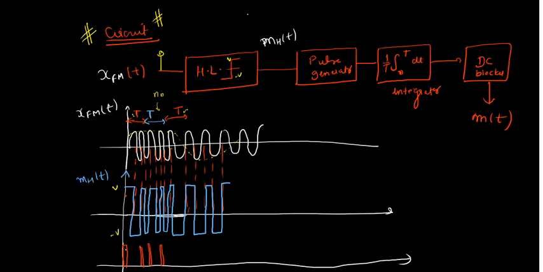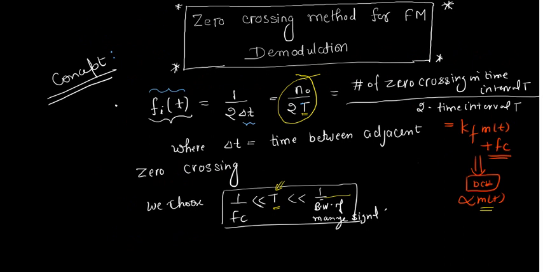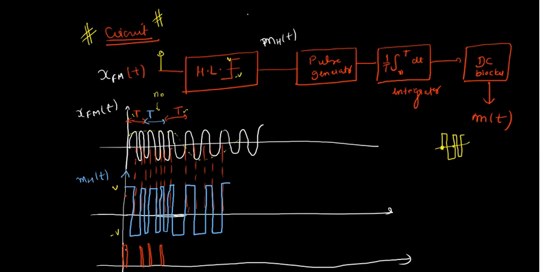So either we can count both. For example, if this is a signal, we can count the zero crossings 1, 2, 3, 4, or we can only count 1 or 2, because it is directly proportional, right? So only the proportionality will change. So we will only count the positive zero crossings. That will not make any difference. So we generate such pulses.